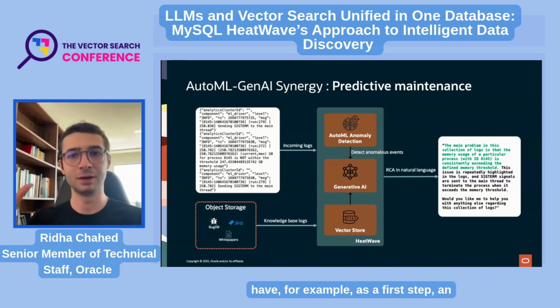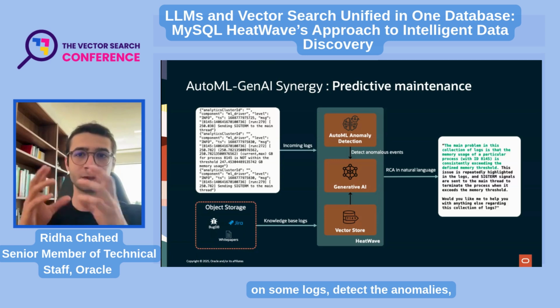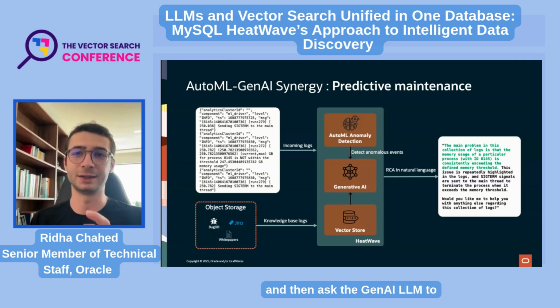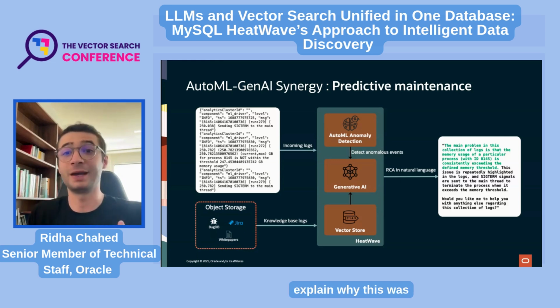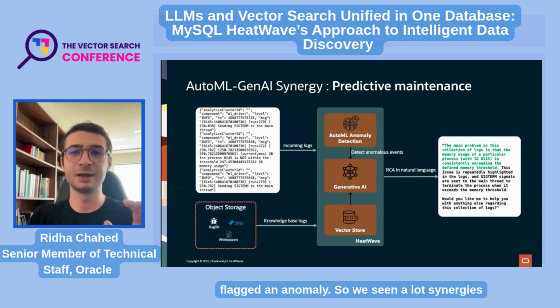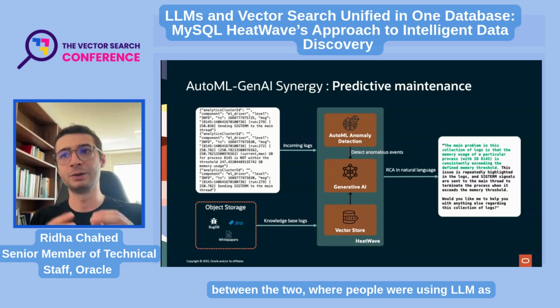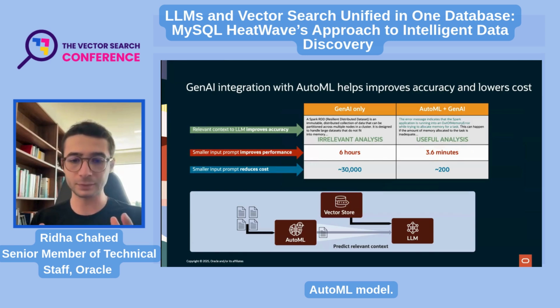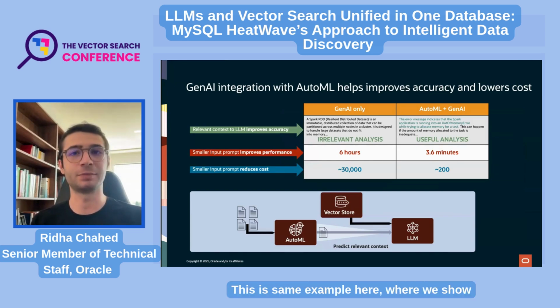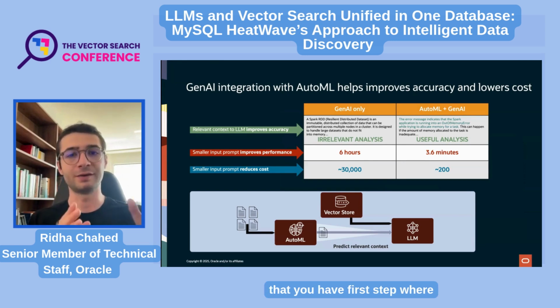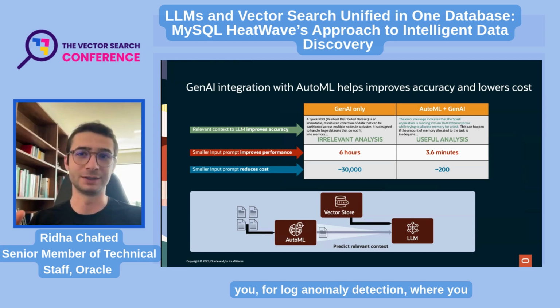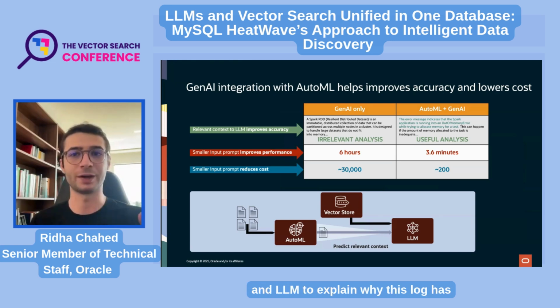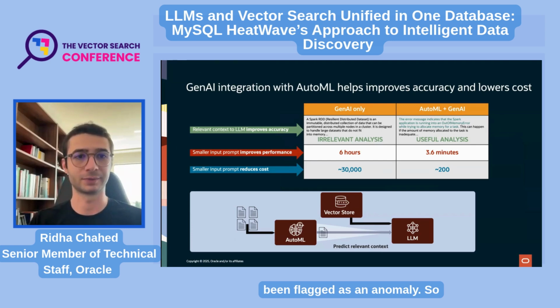You might have, for example, as a first step, an AutoML model that does anomaly detection on some logs, detects the anomalies, and then you ask the GenAI LLM to explain why this was flagged as an anomaly. We have seen a lot of synergy between the two, where people use the LLM as an explainer of the predictions of their AutoML model. This is the same example shown here: a first step of log anomaly detection where you flag some logs, and then you ask the GenAI LLM to explain why this log has been flagged as an anomaly.